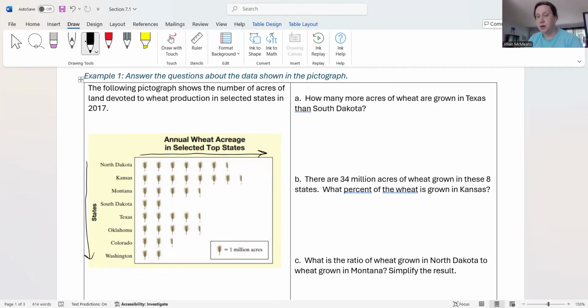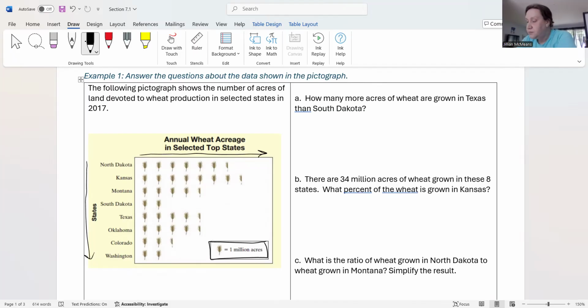And if you get into an algebra class where you talk more about graphing, you're going to talk about X and Y axis. Here, we'll just say vertical and horizontal, okay? And then we have our key. Our key is over here, and it tells us each piece of wheat represents 1 million acres. Okay, so we can see pretty quickly at a glance, we're talking about North Dakota, Kansas, Montana, South Dakota, Texas, Oklahoma, Colorado, and Washington. Okay. And then we know each little piece of wheat is 1 million acres.